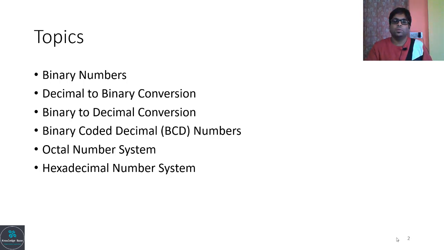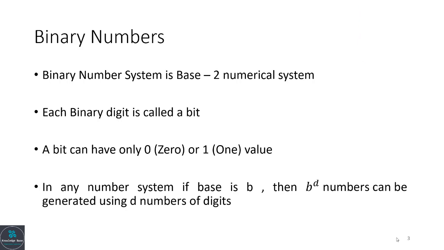Now let us see what is a binary number. A binary number system uses base 2. So it can have either 0 or 1 value in one digit. A binary digit is called a bit. So a bit can have 0 and 1 value. Now for any number system, if the base is b and there are total d digits, the total number possible is b to the power d.